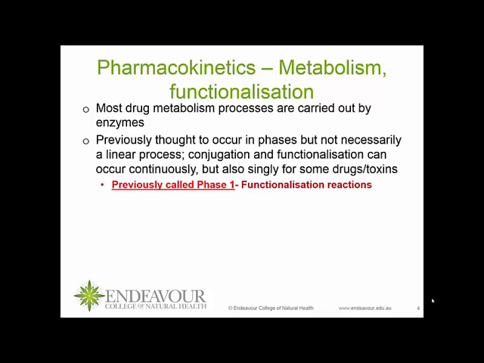Earlier, the thought was that metabolism used to occur in phases. That's why you'll have some textbooks talking about phase 1 and phase 2. But these days, we have them under the terms conjugation and functionalization. So a drug can undergo a conjugation reaction, or it can only undergo functionalization, or it can undergo both. The main objective of metabolism is to make the drug more water soluble, so that it can be easily excreted out from the human body.